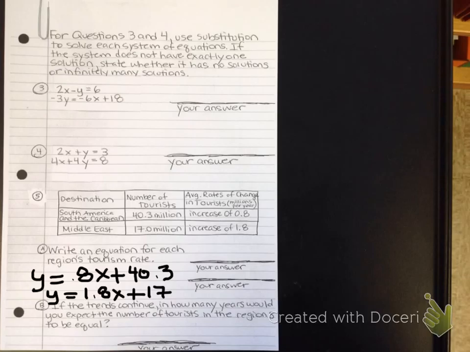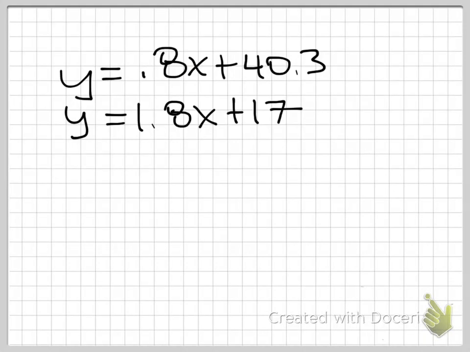Now if we were to answer letter B, which says if the trends continue, in how many years would you expect the number of tourists in the regions to be equal? You'd have to solve for x, because x represents the number of years in our equation. So we're going to use substitution. So we have y equals 0.8x plus 40.3, and we have y equals 1.8x plus 17.